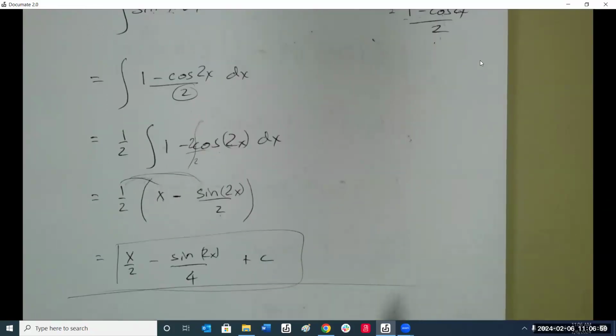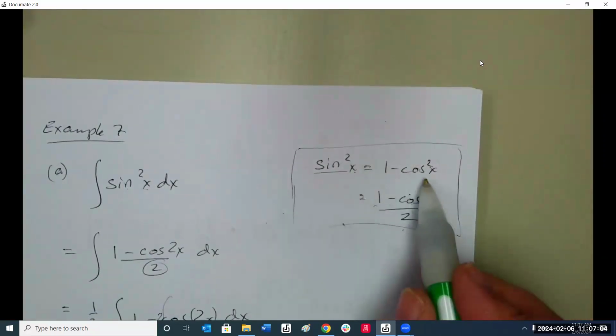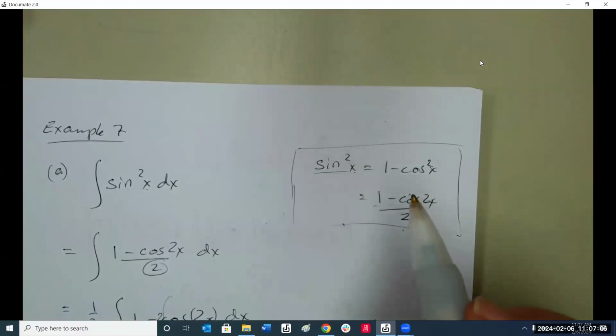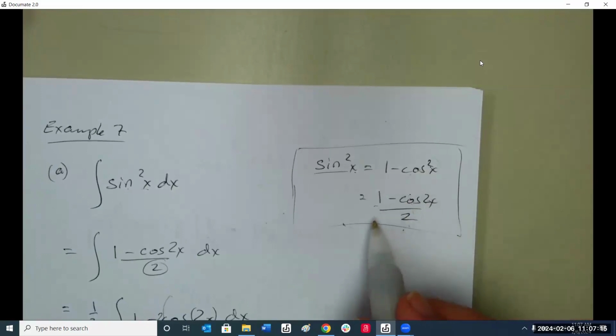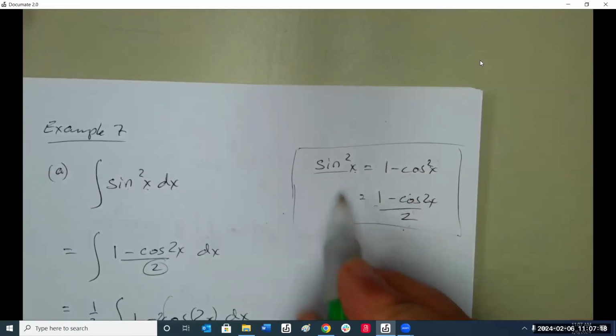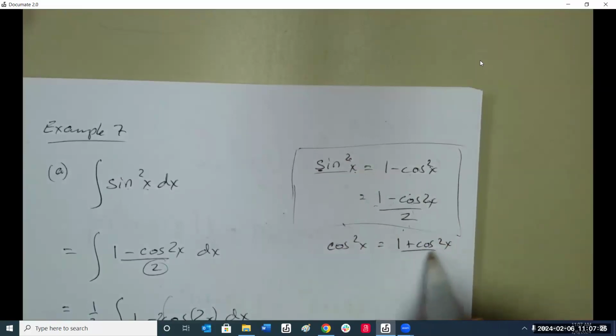What I'm confused on is the conversion. It was 1 minus cosine squared x, and then you turned it into 1 minus cosine 2x over 2, right. Because I remember that for sine squared x it's that, and cosine squared x is 1 plus cosine 2x over 2. They're both similar like that. One's plus, one's minus.